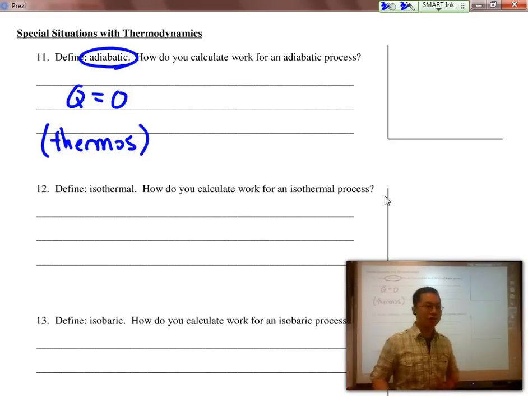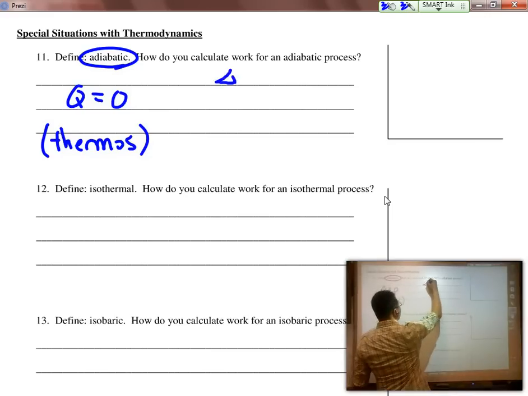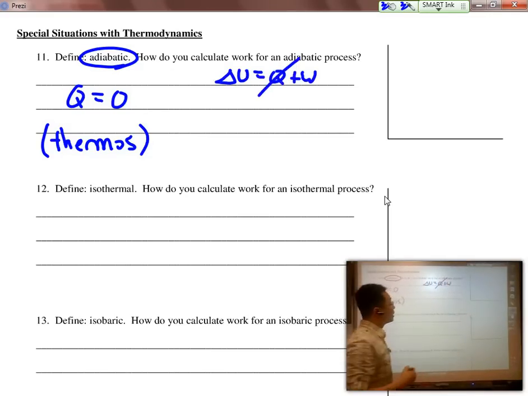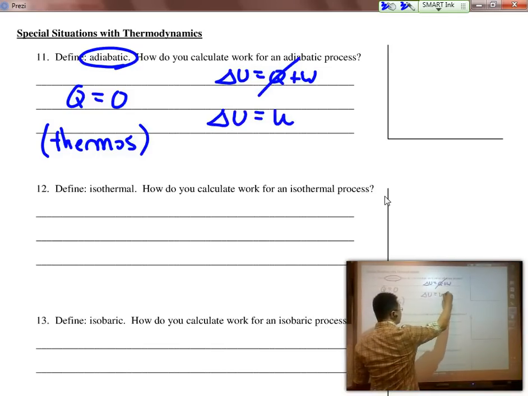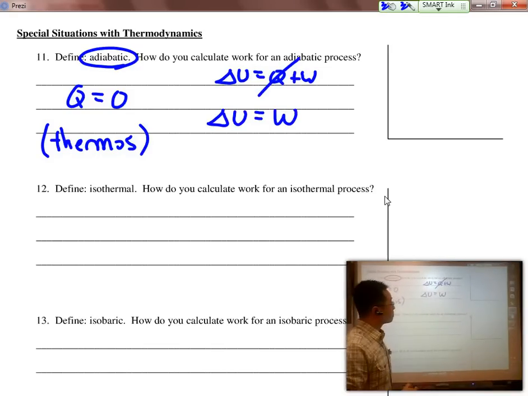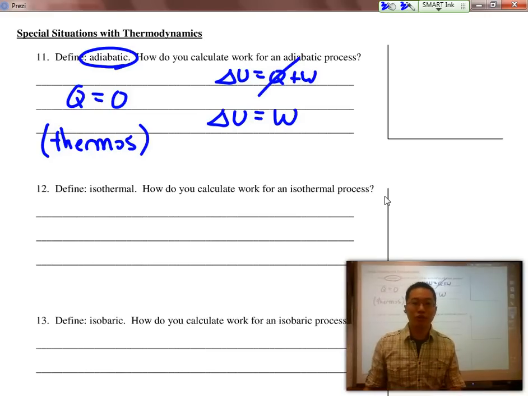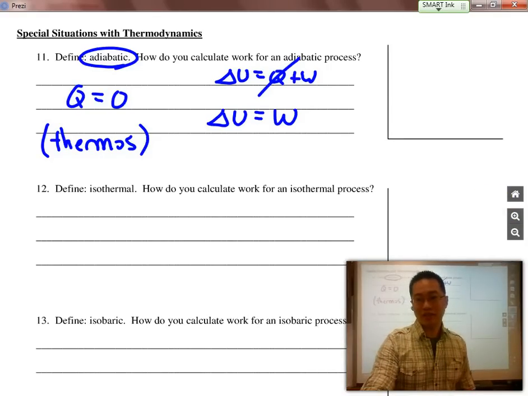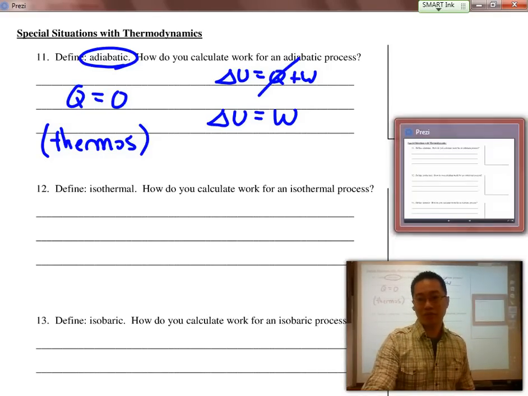Now, because there's no heat transfer, and knowing the formula delta U equals Q plus W, that means delta U is equal to W. The change in internal energy is equal to the work that you put in. What does that really mean? Well, let's take a quick look at this example over here.